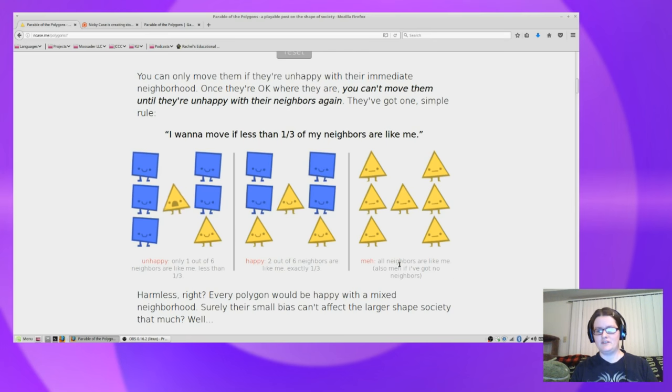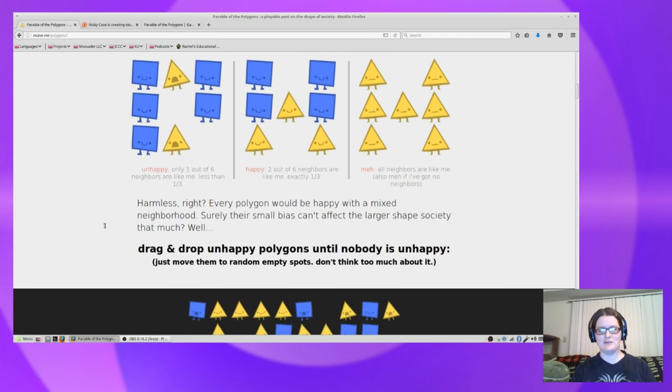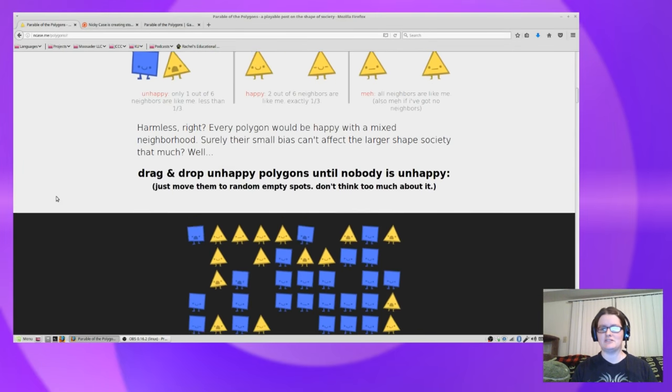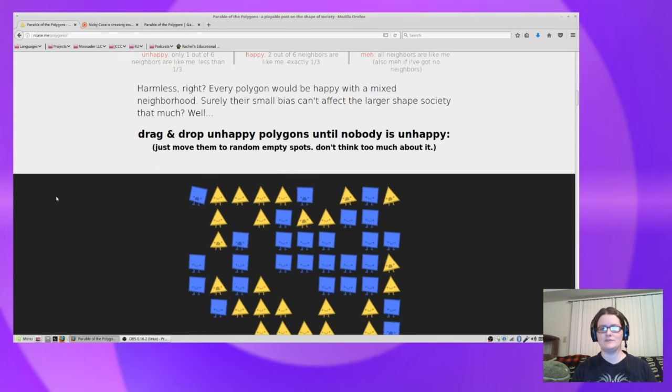Meh, all neighbors are like me. Also meh if I've got no neighbors. So this guy, can I move him? No, I can't move him around there. But I can make both of these guys miserable. So, harmless, right? Every polygon should be happy with a mixed neighborhood. Surely their small bias can't affect the larger shape society that much.